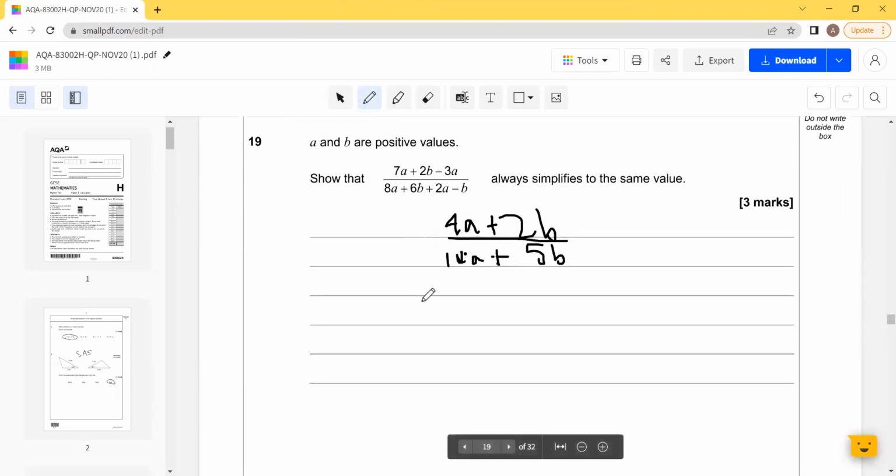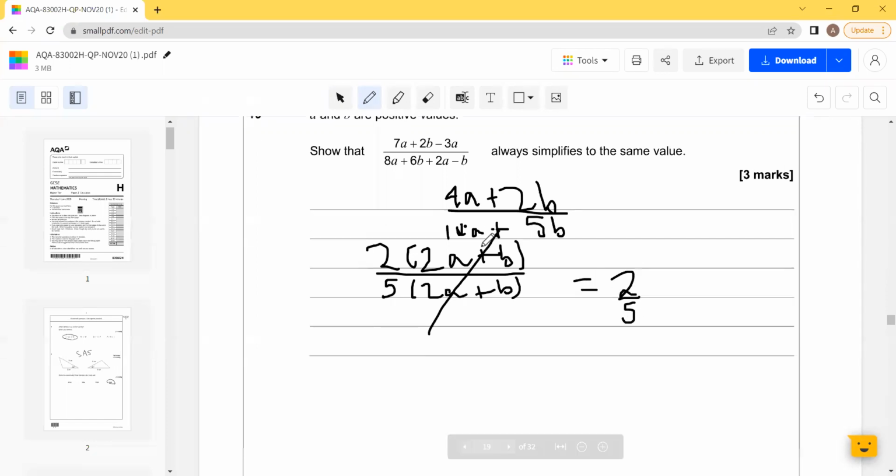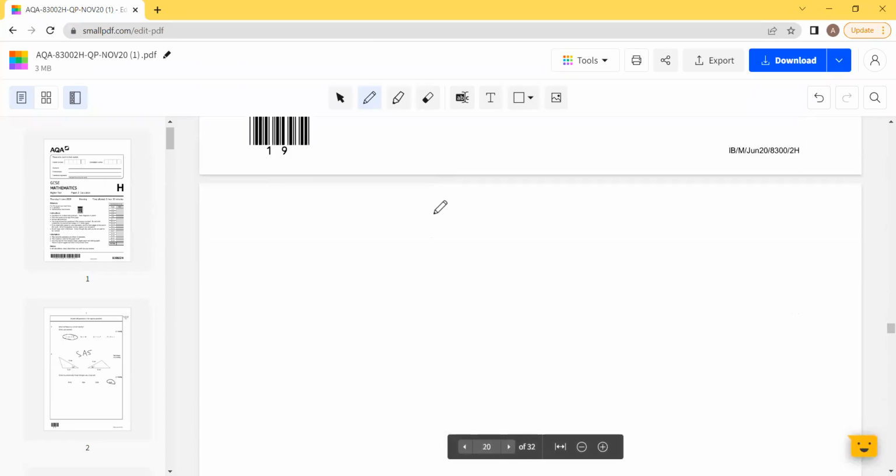Now we can simplify this. If we take out 2 at the top, we have 2 times (2a plus b), and again, we can take out a 5 for the denominator, and we have 5 times (2a plus b). So the 2a plus b at the top and bottom cancel out. So we just get 2/5 every time. And that's how you show it.